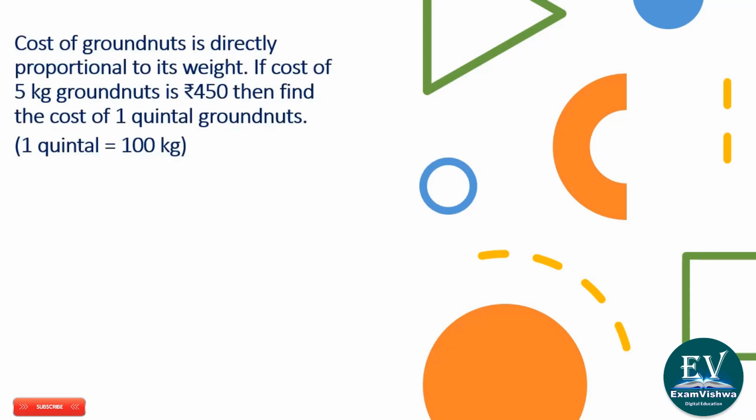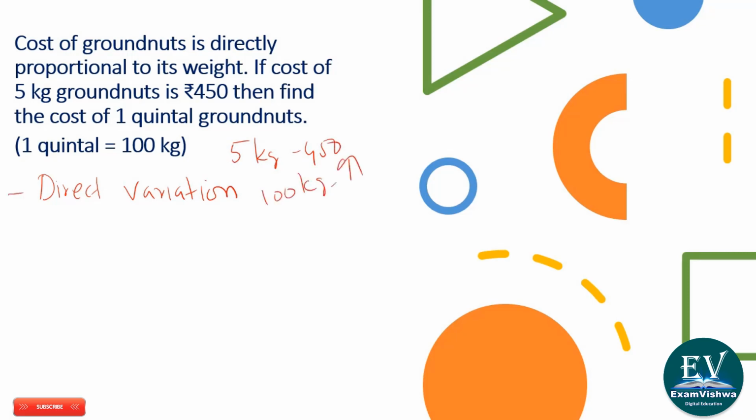Okay, we will try to apply this direct variation in a real life situation. For that we have a sum here. The cost of groundnut is directly proportional to its weight. If the cost of 5 kg of groundnut is 450 rupees, then find the cost of 1 quintal of groundnut. We will simply understand this is a sum of direct variation. Why? Because when one quantity increases, the other directly increases. That means 5 kilograms is 450 rupees. We know that 100 kilograms will cost very high.